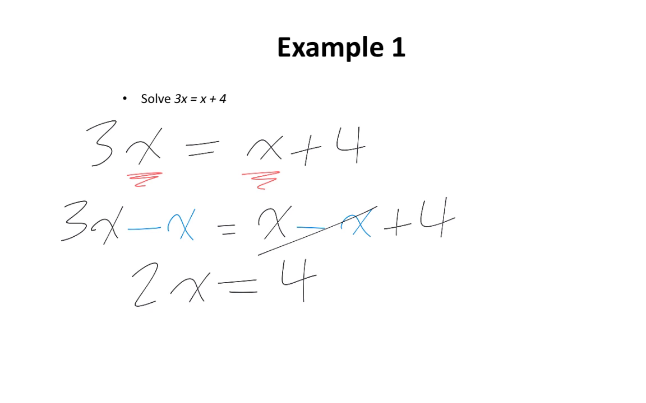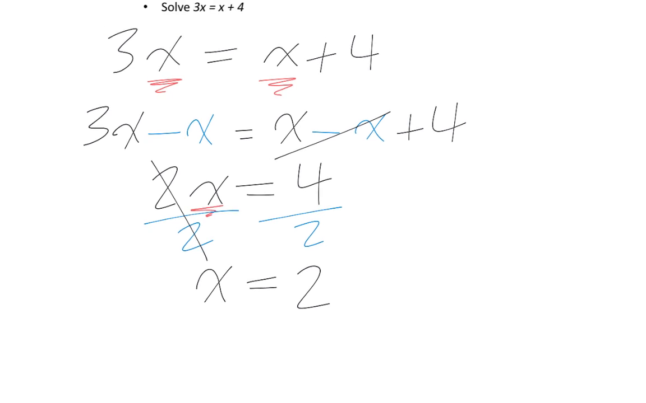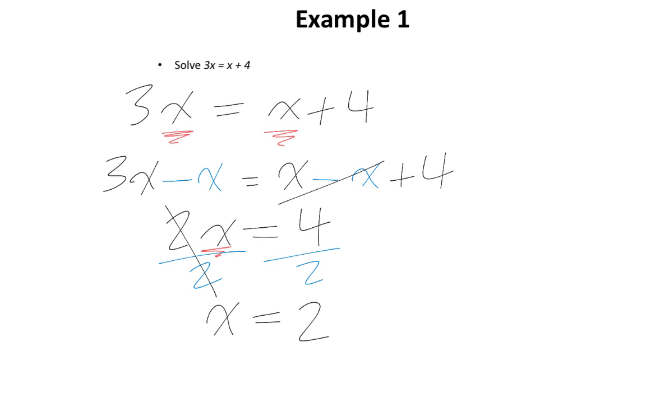I want to isolate x. However, x is stuck with a multiply by 2. To get rid of this multiply by 2, we are going to divide by 2. We're going to divide both sides of the equation by 2. So these 2's cancel out, which leaves us with just x, and 4 divided by 2 is 2. Therefore, x is equal to 2.